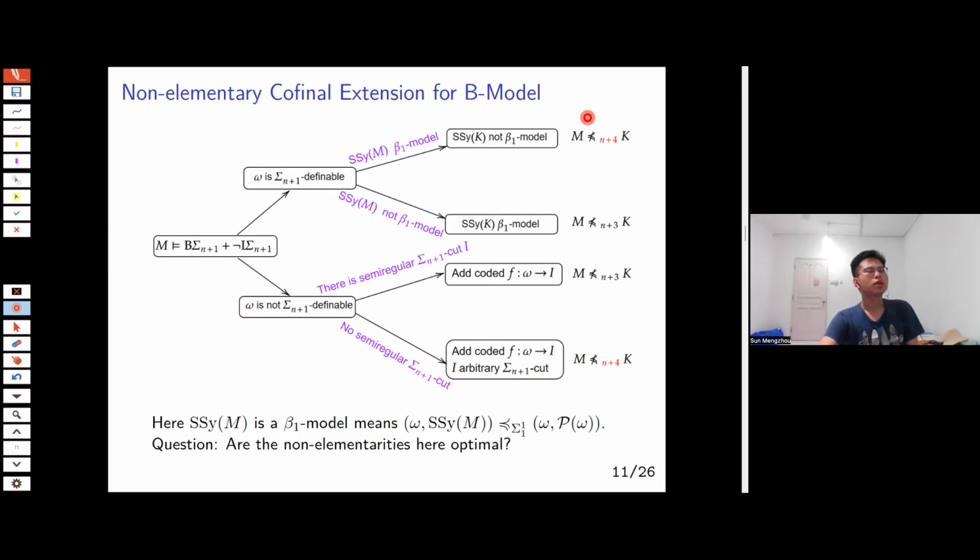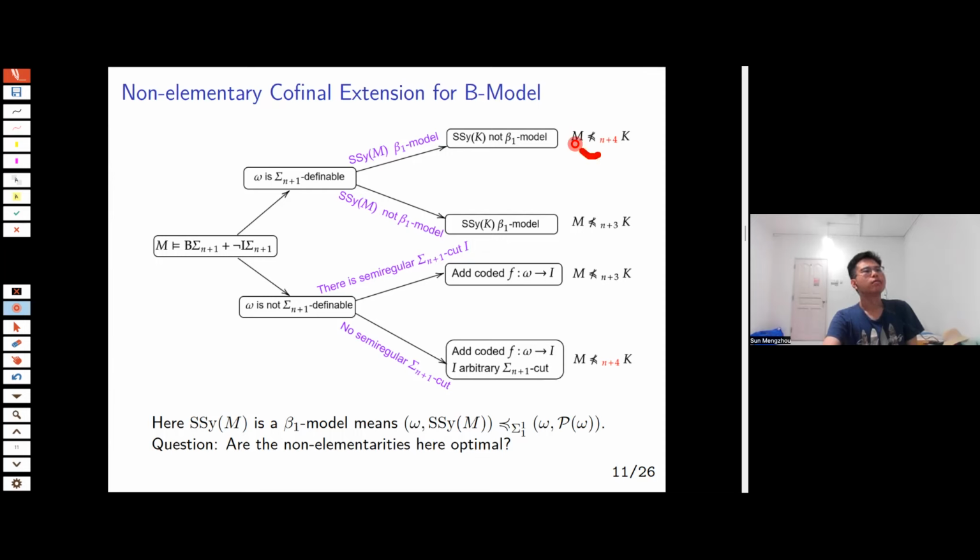What I want to mention here as a comment is the amount of non-elementarity. In the middle two cases, we get non-Sigma_{n+3} elementary, which is actually optimal, because we always have Sigma_{n+2} elementarity by the Gaifman-Dimitrov-Kopolov result. So these two are optimal. If you write down the explicit formula for the first case and the last case, you will get non-Sigma_{n+4} elementarity. So one natural question is, can we reduce this one to non-Sigma_{n+3}, and this one to non-Sigma_{n+3}? And the answer is no.